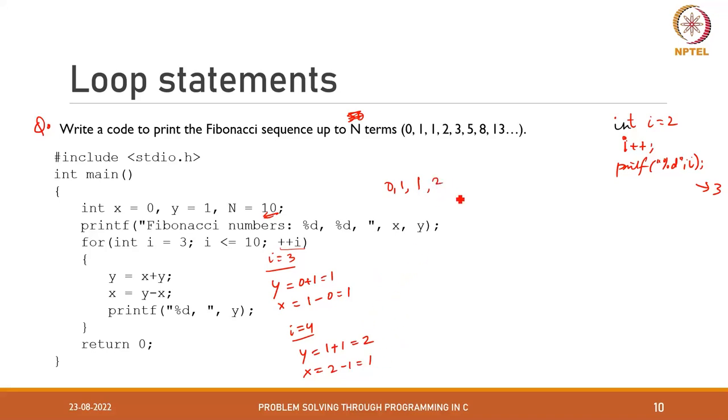Then i's value again increases, and the next operation I do x equal to 1 plus 2, that is 3, and x is equal to 3 minus x, right? So x was 1, so it is 2, and so on until i is equal to 10. So I'll get all the Fibonacci numbers.